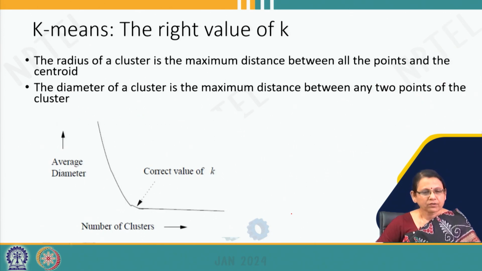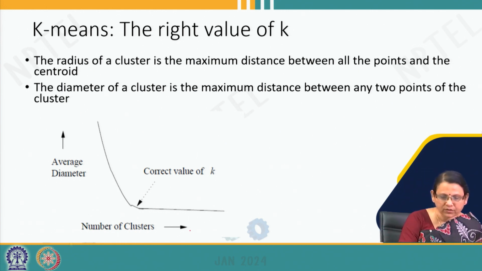To understand this, we have to know two different things. One is the radius of a cluster and the diameter of a cluster. Now, the radius of a cluster is the maximum distance between all the points and the centroid. Now, the diameter of a cluster is the maximum distance between any 2 points of the cluster. So, now for all the clusters you start with, let us say, the minimum number of clusters, that is 2, find out the diameter, make it 3, find out the diameter and so on.